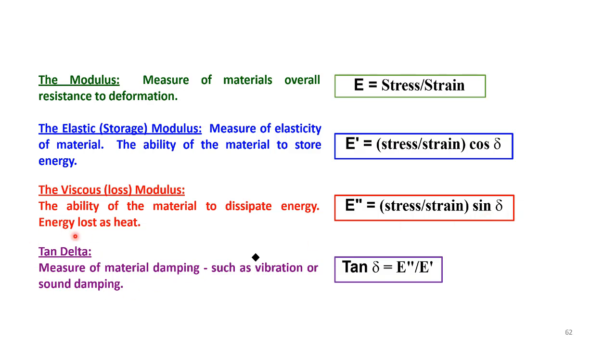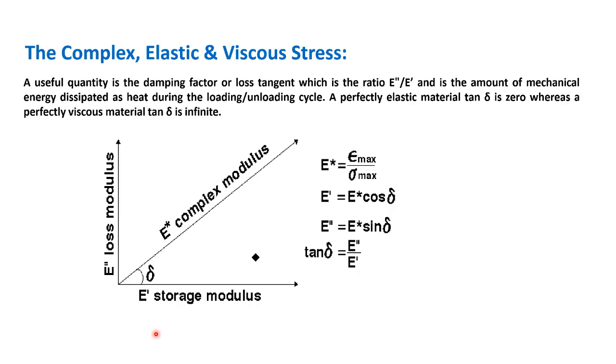Then we measure the tan delta. It is also a very important parameter. It measures the material damping, such as vibration or sound damping. Tan delta is equal to E double dash divided by E dash. This can also be visualized as this kind of graph. On the y-axis we have the loss modulus, on the x-axis we have the elastic storage modulus, and then at a particular delta we get a complex modulus. So the complex modulus is equal to E dash plus i E double dash. So that is the complex modulus.